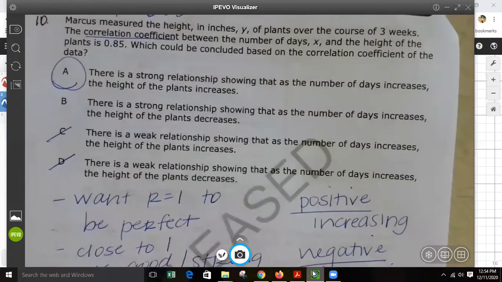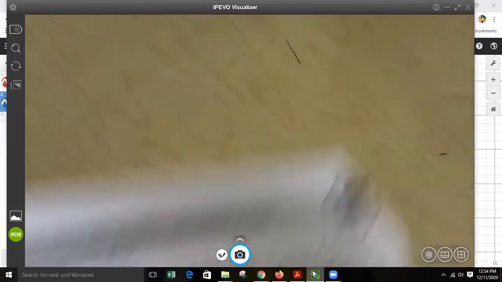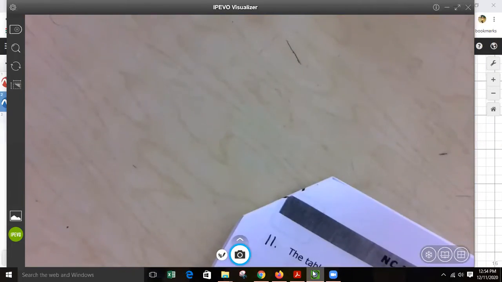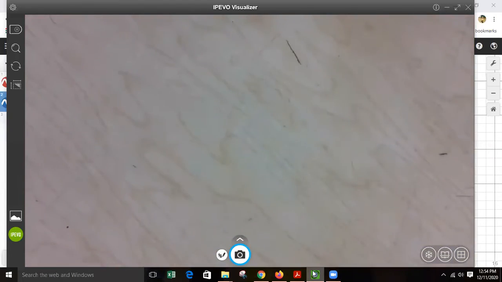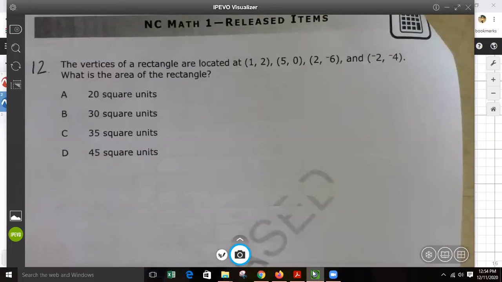All right, we have 2 more and we'll be done. 2 more. Going to number 12. We did number 11. Number 12 is Desmos, and this one will take just a few minutes on Desmos, okay? The vertices of a rectangle are located at 1, 2, 5, 0, 2, -6, and -2, -4. What is the area of a rectangle? How do we find the area of a rectangle?